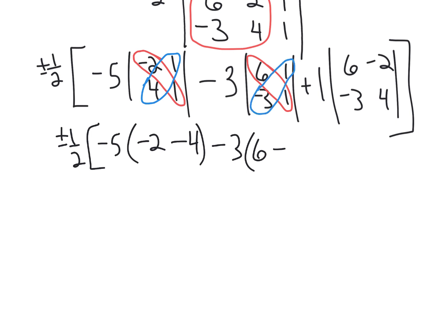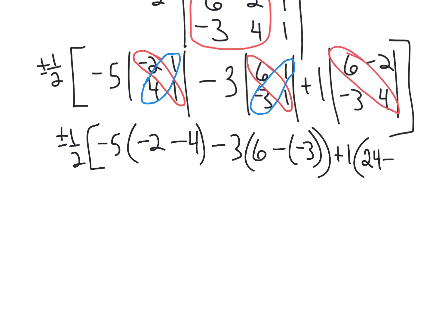1 times -3, which is -3, and then plus 1 times 6 times 4 is 24, minus this, don't lose that sign, that was -3 times -2, which is negative times negative, that would be a positive 6. And like I said, if you split it up, each person's only doing one part of this, then it's a little bit more manageable.